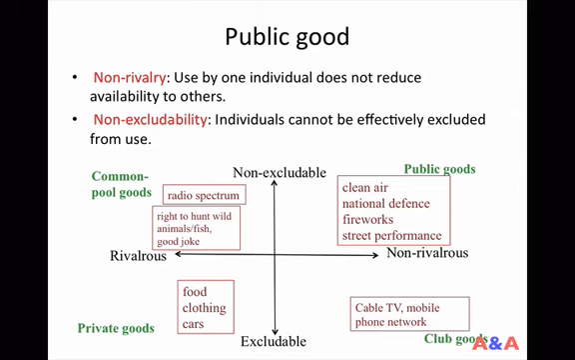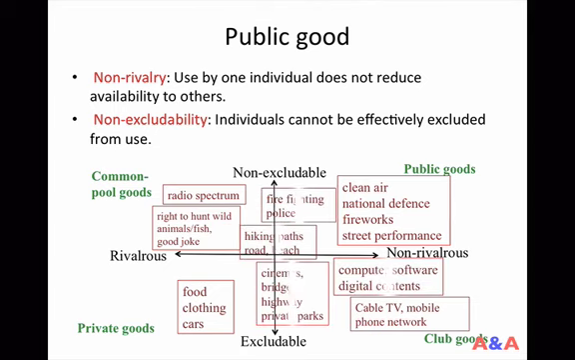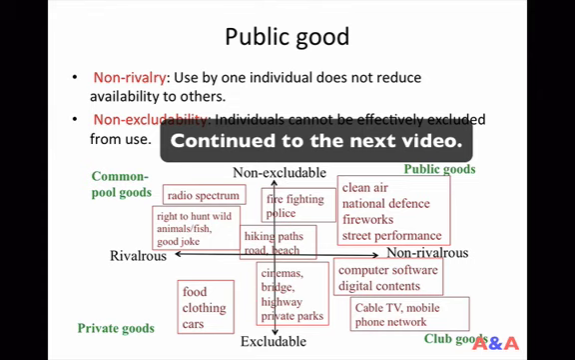And of course, in reality, there are lots of gray zones. And you might want to say, radio spectrum, I think it's excludable. Or computer software, I don't think it's really excludable. Street performance, I think it's rivalrous. Maybe there aren't many things that are purely non-excludable or purely non-rivalrous, but conceptually these are meaningful.